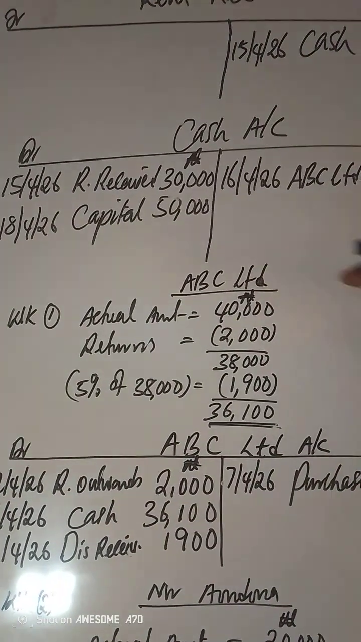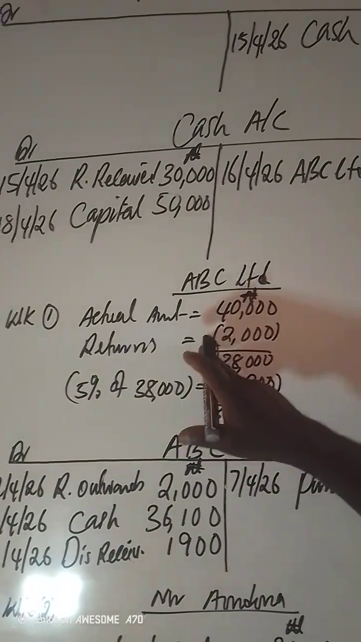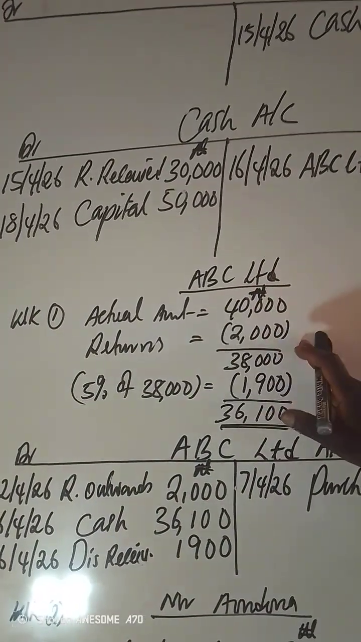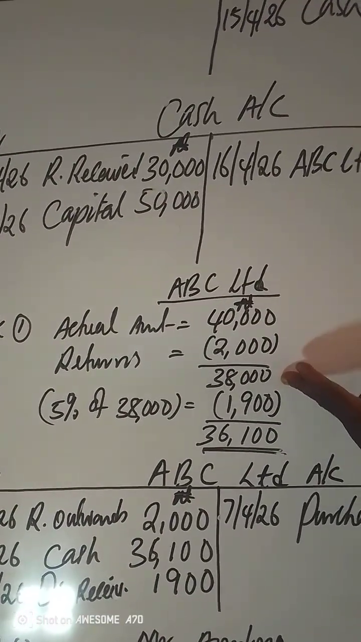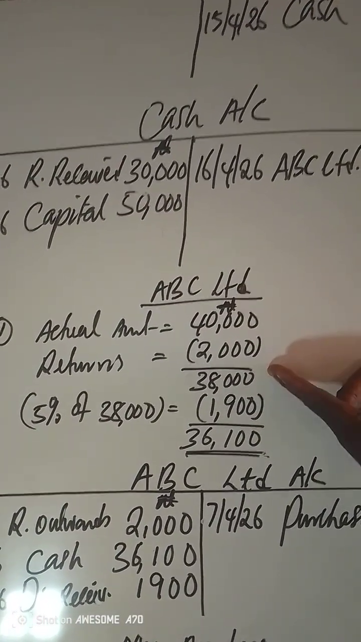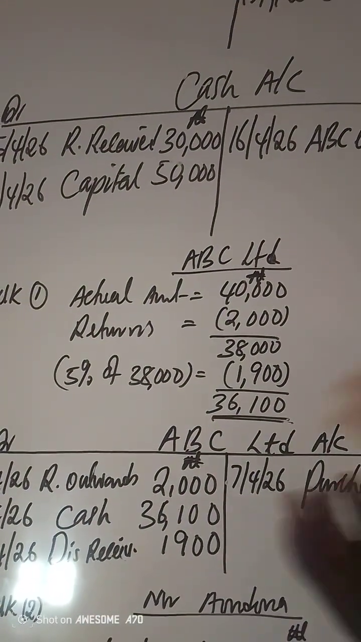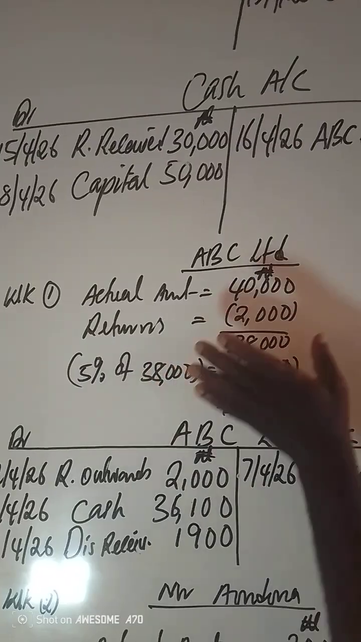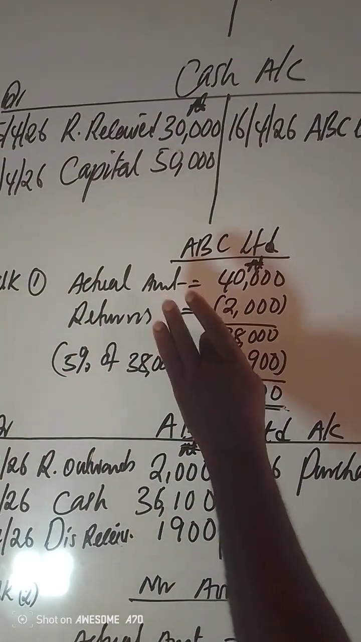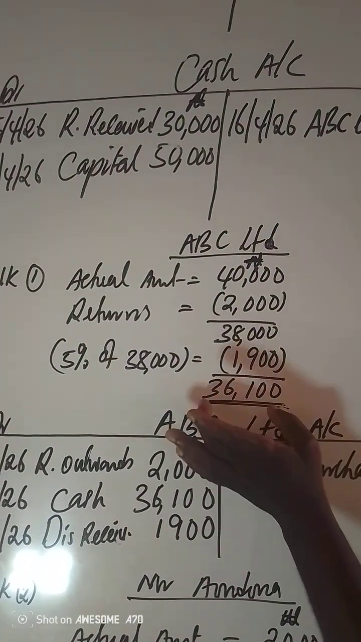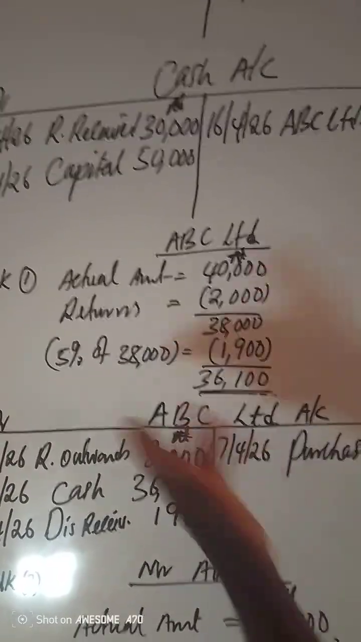So in this case, you take the initial amount owed to ABC, 40,000. You must first reduce the return outward value of 2,000, giving the value of 38,000 owed to ABC Limited. Then in the process of paying, ABC Limited gave a discount of 5%, so the business received a discount. And 5% of 38,000, the balance with the return, becomes 1,900. So 38,000 minus 1,900 gives you 36,100, which becomes the amount that the business is going to pay after the discount.